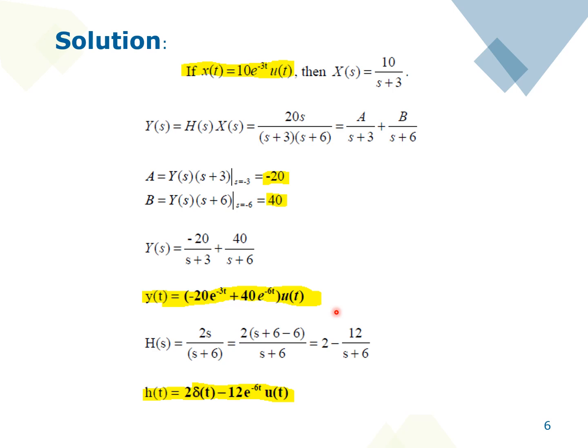Similarly, H(s) was given, which was equal to 2s divided by s plus 6. Now this equation can be simplified as 2(s plus 6) minus 12, because plus 6 will cancel out minus 6, so it is the same equation. Now if we further simplify it, it will be 2 minus 12 divided by s plus 6. Now taking the inverse Laplace transform, the inverse Laplace of 2 is 2 delta(t), minus 12 e raised to the power minus 6t u(t). So that is the impulse response.